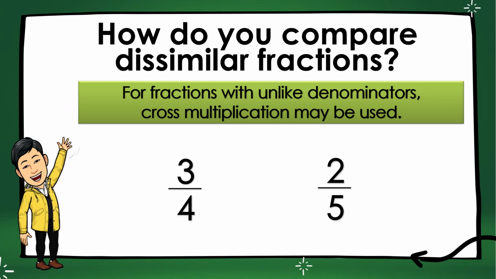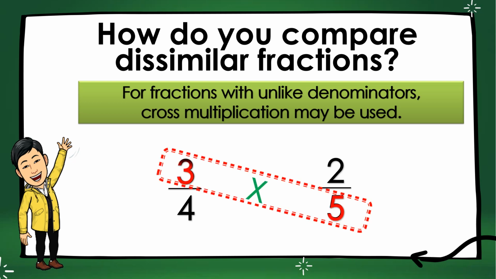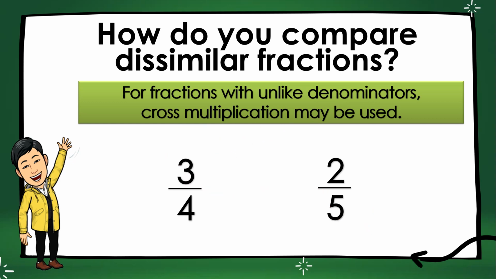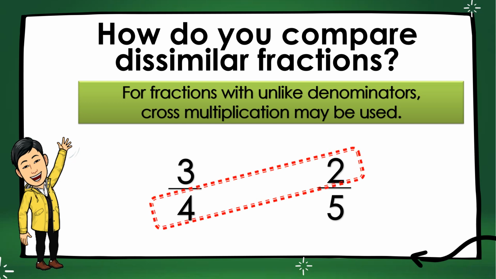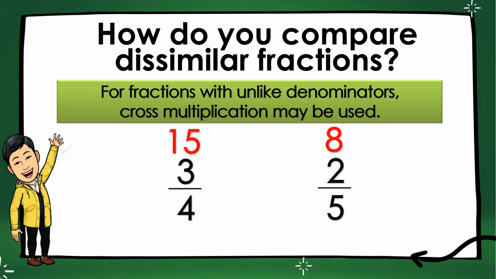Another example, let's cross multiply because for fractions with unlike denominators, we have to cross multiply. Okay, let's start with this one. 5 times 3, that's 15. And then we have 4 times 2 is equal to 8. Now, let's compare the answer. 15 and 8. So, what's the answer? 15 is greater than 8.